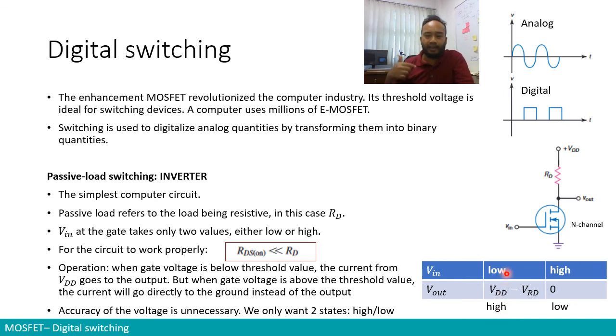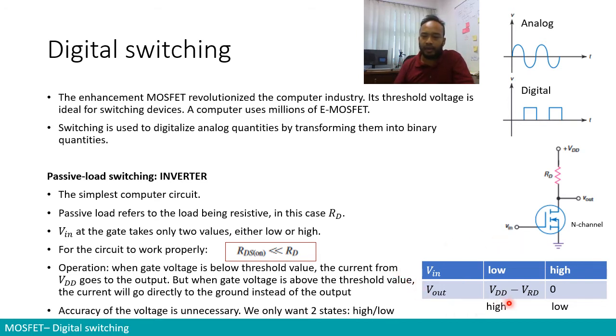If we give low in input, it will give us high in output, and if we give high in input, we get low in output. So it inverts the information that we give in the input to its output. So that's why we call it an inverter. So this circuit is what we call the circuit of an inverter. It has very interesting properties that can be used. So any signal, if you want to invert it, we can use this digital switching.